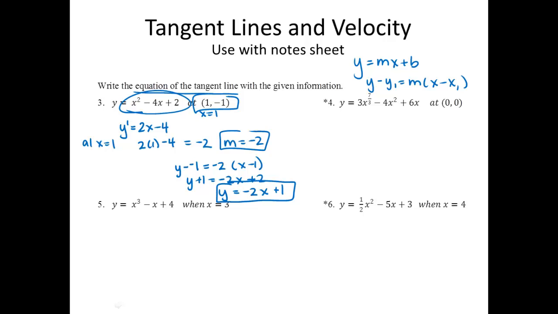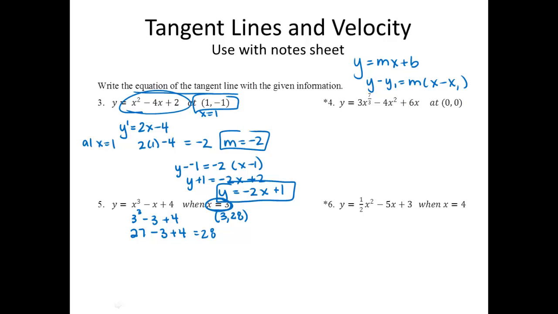Number 5. The first thing we're going to take care of here for number 5 is we have to, again, find the ordered pair. So in order to find the ordered pair, which was given nicely in number 3, but not so nicely in number 5, I have to substitute this into the original. And that is because this x value is on the original curve. So I'm looking for this. So I'm going to substitute it in. 3 cubed minus 3 plus 4 is 27 minus 3 plus 4. And that's going to turn out to be 28. So the ordered pair I'm going to be using is 3, 28.